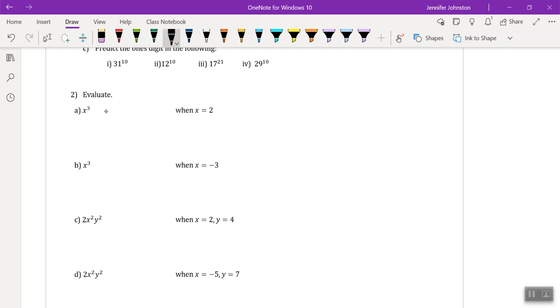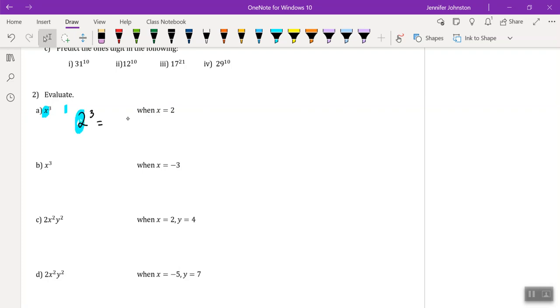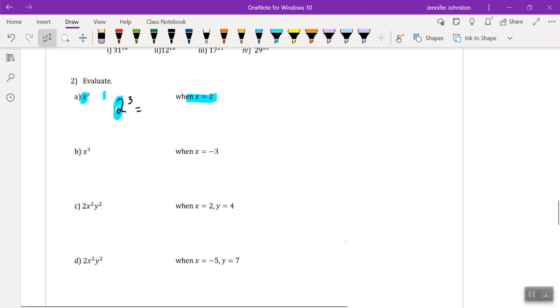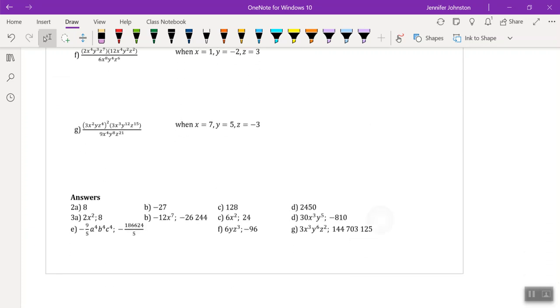Can you evaluate here? Okay, so for this one, you're just inputting 2 in for x and solving. So wherever you see x, you're going to put the 2. And likewise for all of these. And then they have the answers below.